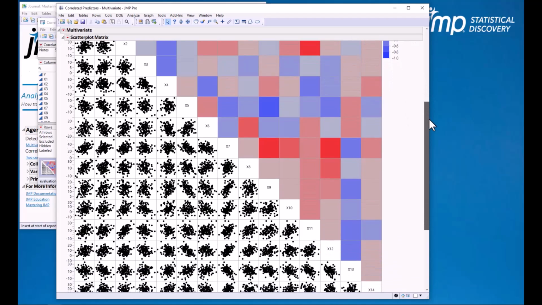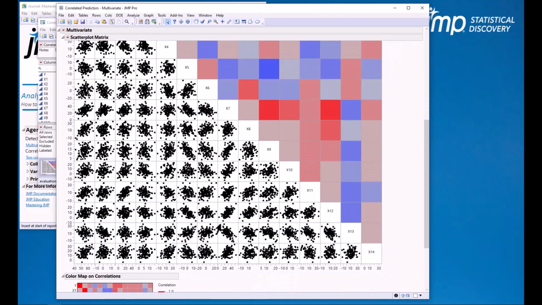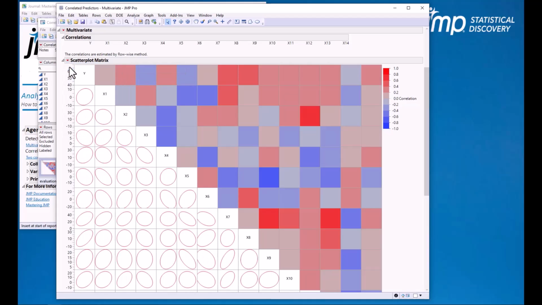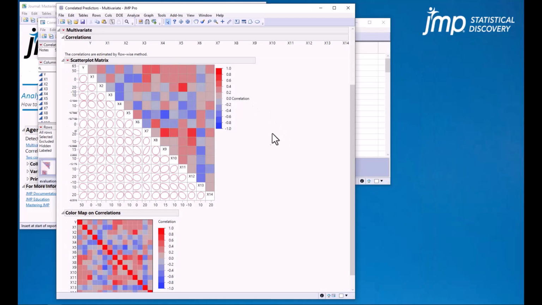Once I take a look at my pairwise scatter plots and I see that there's no weird behavior, no skewness, no outliers, I will replace these points by density ellipses. So I can turn on the density ellipses and I can turn off show points. And now the final thing I want to do is just make this smaller so I can see it. I really like these updates that I've made to the scatter plot matrix, and I think this graph is a good summary of the pairwise behavior of the data.